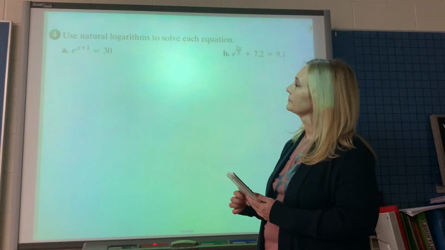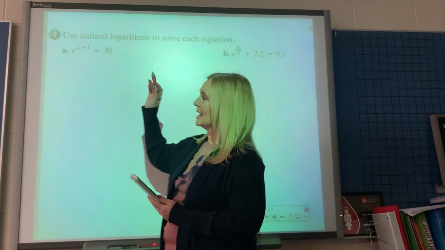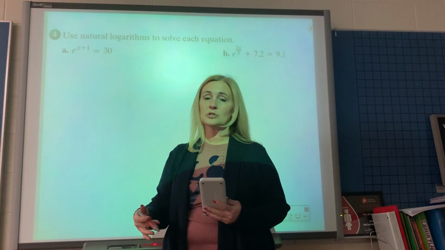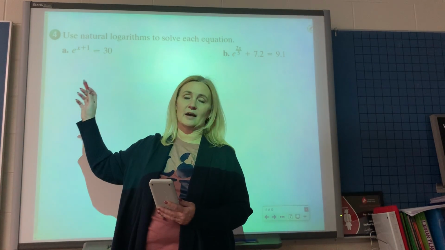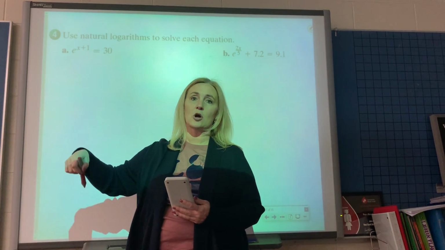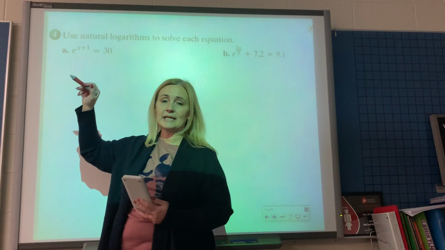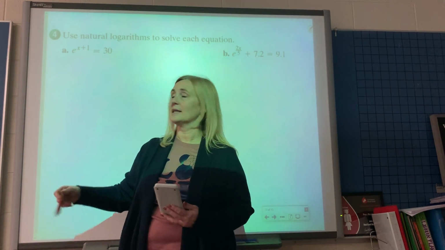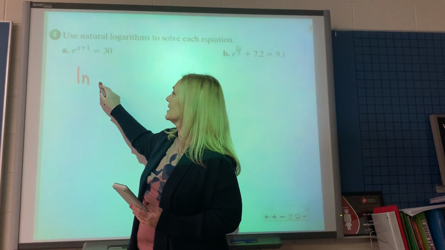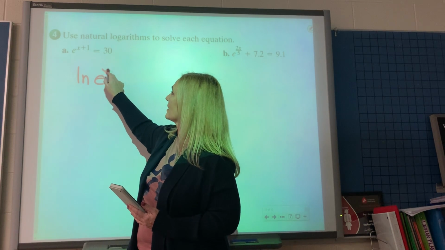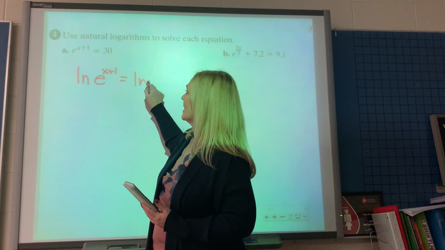Let's try another one. Anytime it's in exponent form, you're going to use logs to solve it because your variable is up in the exponent. The only way to get it down is to use those log properties. Since the base is an e, that's telling you that you have to take the ln of both sides. The ln of e to the x plus 1 power equals the ln of 30.